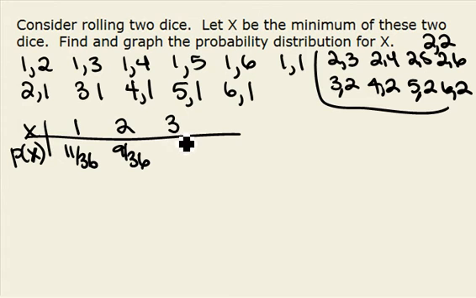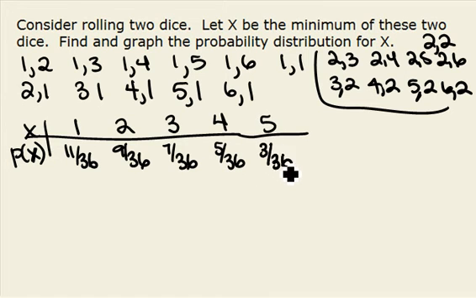If you continue doing this, what you'll find is for 3 that you'll get 7 out of 36. For 4, you'll get 5 out of 36. For 5, you will get 3 out of 36. And then for 6, you'll get 1 out of 36, because that would have to be the option of 6, 6.